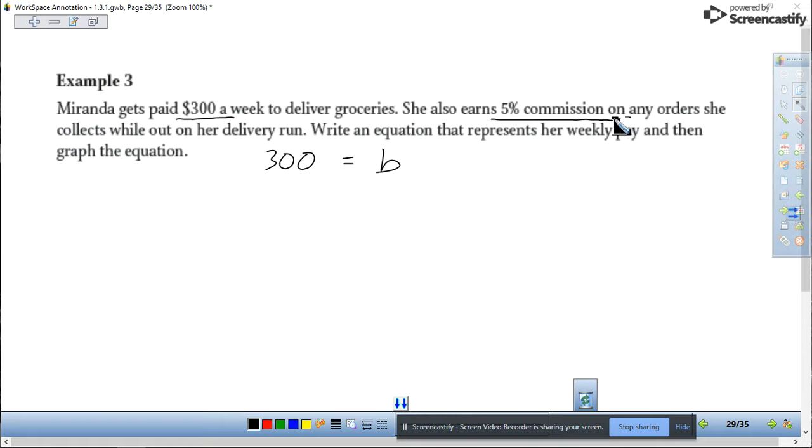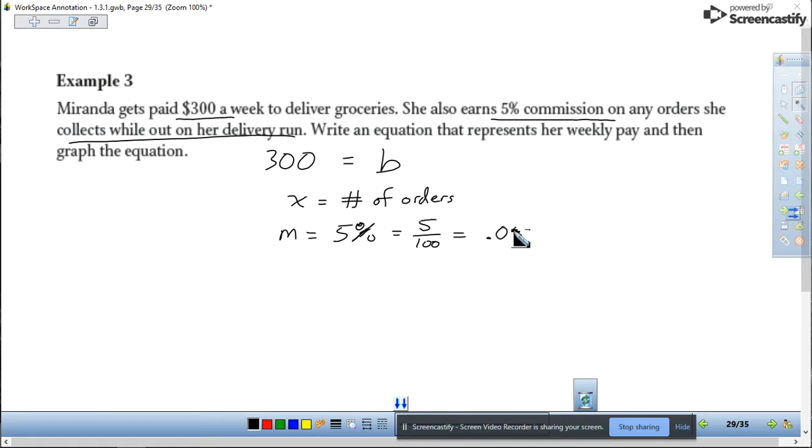Do I know how many orders she collects? No, I don't. That's going to be my variable, right? How many orders does she collect? So X is the number of orders, and my slope is going to be 5%. Now we got to do a little work with that because remember, we don't want to graph or do any math with a percentage. So we're going to go ahead and change that to either 5/100ths, which you could reduce, or 0.05.